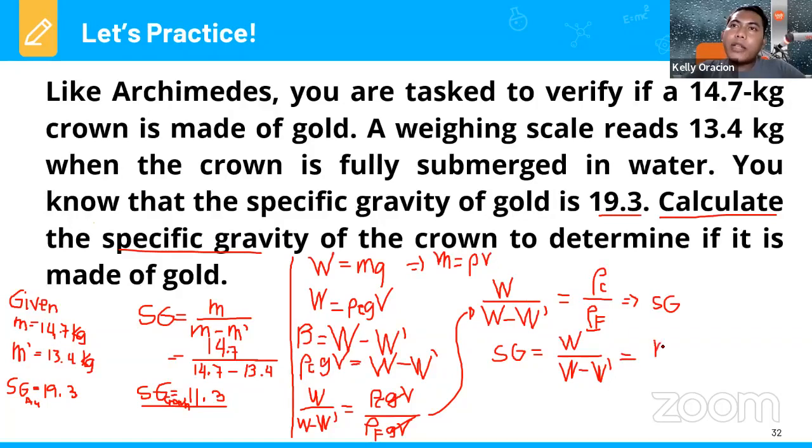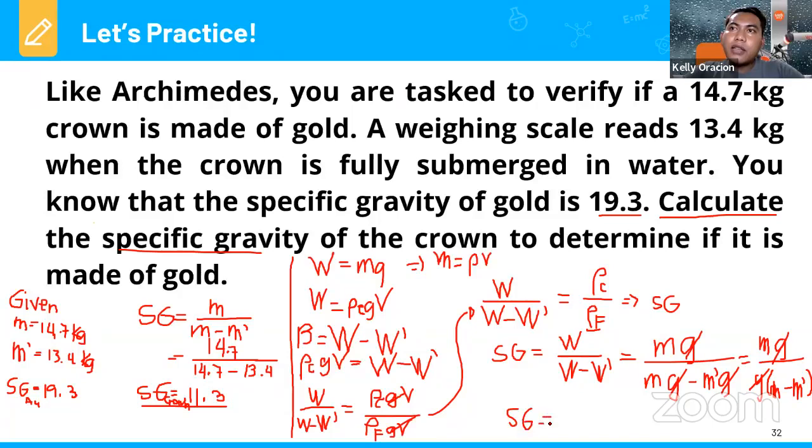Then we all know that weight is mass times acceleration due to gravity. So this one, minus the apparent mass, then the gravity. The G cancels. It becomes mg, G, and m minus apparent mass. So it cancels, and what remains is specific gravity is equal to mass over mass minus apparent mass. And that's the derivation of the formula.